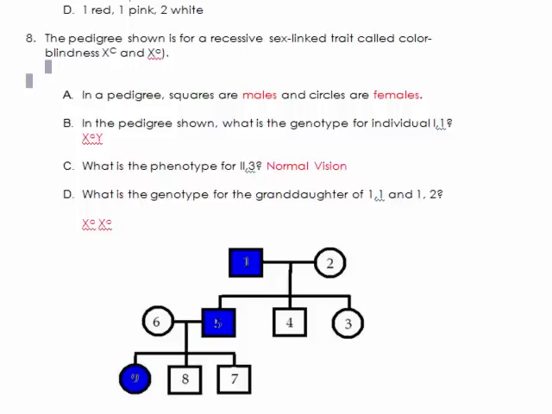What is the phenotype of 2-3? The phenotype of 2-3 is normal vision. What is the genotype for the granddaughter of 1-1 and 1-2? You see on the one granddaughter listed in the pedigree, that individual is colorblind, so the genotype is XCXC.